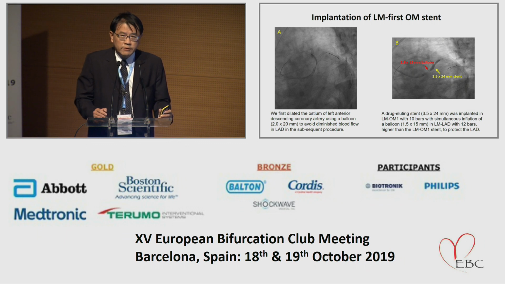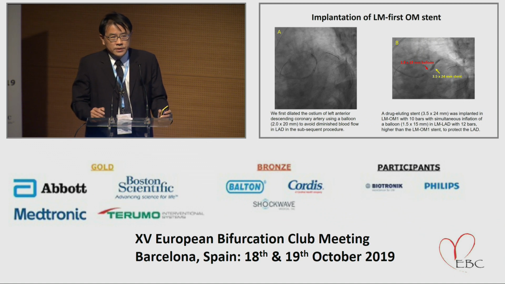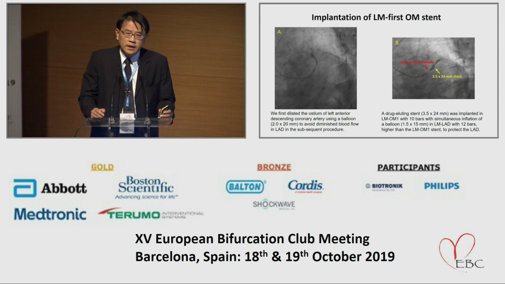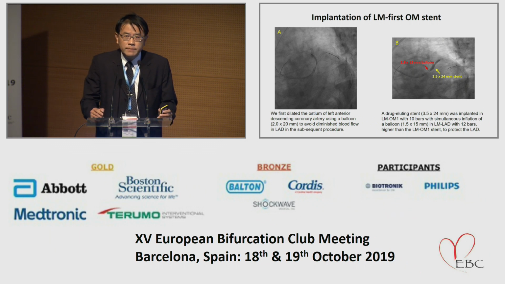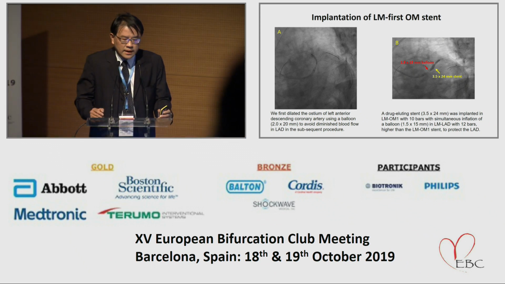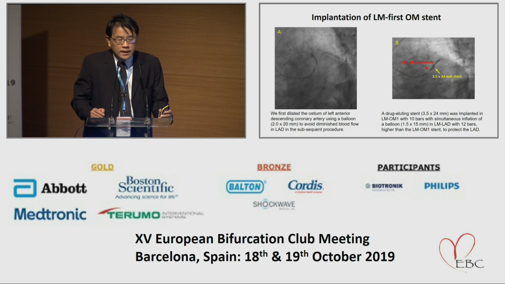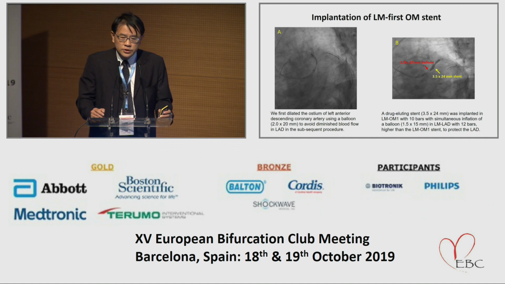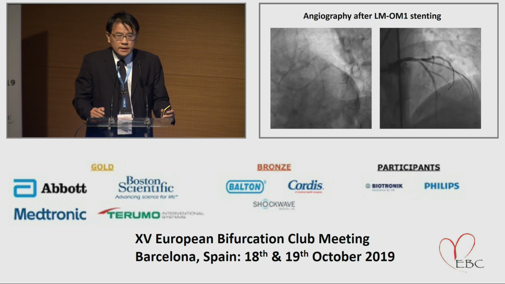In the subsequent procedure, we further dilate the LAD using a 2.0 balloon to diminish the blood flow compromise during the subsequent procedure. And then we predilate the ostium of the circumflex using a relevant balloon, and we decide to choose a 3.5 by 24 millimeter stent according to the IVUS result for the left main and OM1 first. At the same time as the stent inflation, we inflate a 1.5 balloon at the LAD as a jailed balloon to protect the LAD. This is the immediate result after the stent implantation.